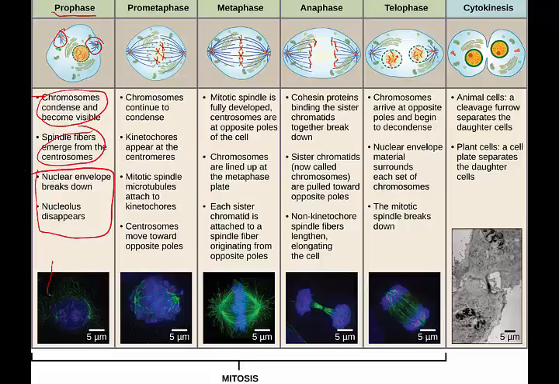So in the green we actually have the spindle fibers. In the blue we have the nucleus, or essentially the DNA that makes up the nucleus.